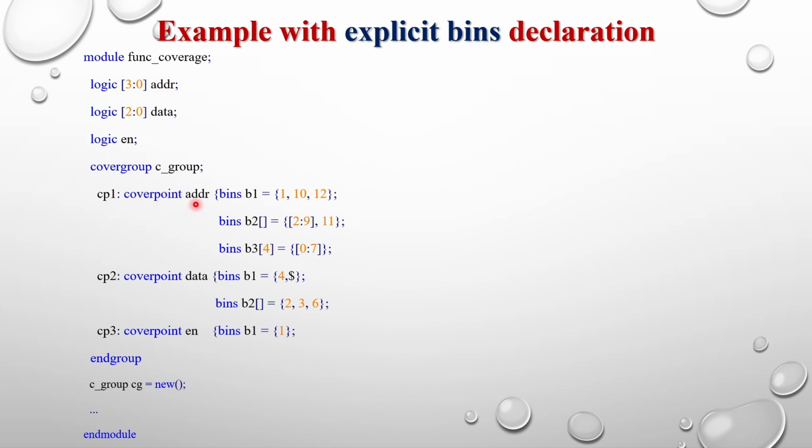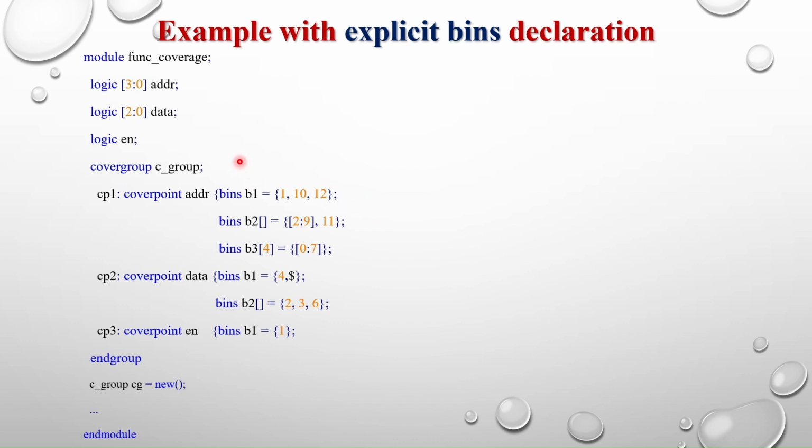So if you see here, cover point address bins, I'm using the keyword bins to generate the explicit bins. And what is bins? Bins is used to define the specific values or ranges of values for the cover point. And when you don't want to cover all the values of the variable, then you can go for the explicit bins by defining the specific values.